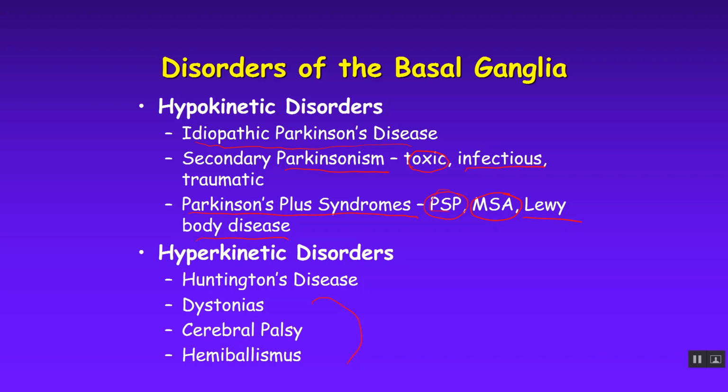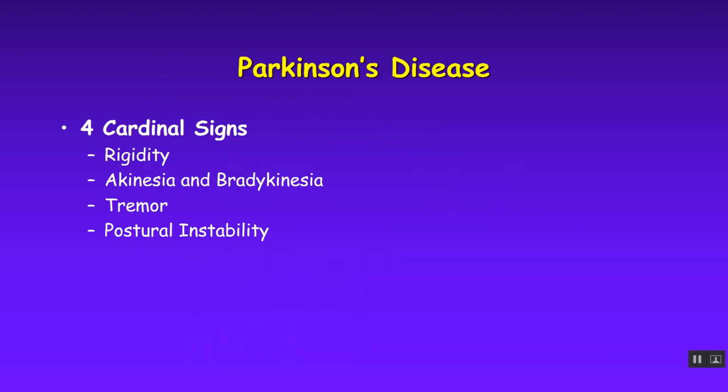So we're going to talk about idiopathic Parkinson's disease briefly here. There are 4 cardinal signs. There's rigidity. So they're rigid, they're stiff, okay?